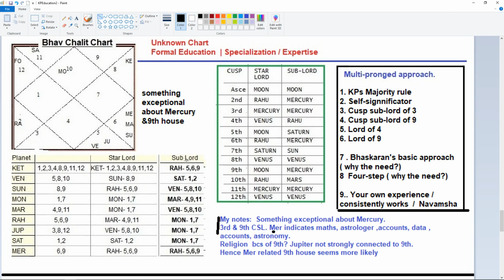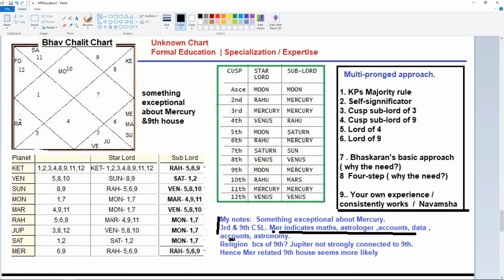This is where you have to judge between the natural karakas for spirituality and becoming a preacher for religion. You find that this is Jupiter, which also comes because you have read about it. Then you find that Jupiter is not as powerful as Mercury when it comes to the ninth house. So then you conclude that this person might have a specialization in one of these fields.